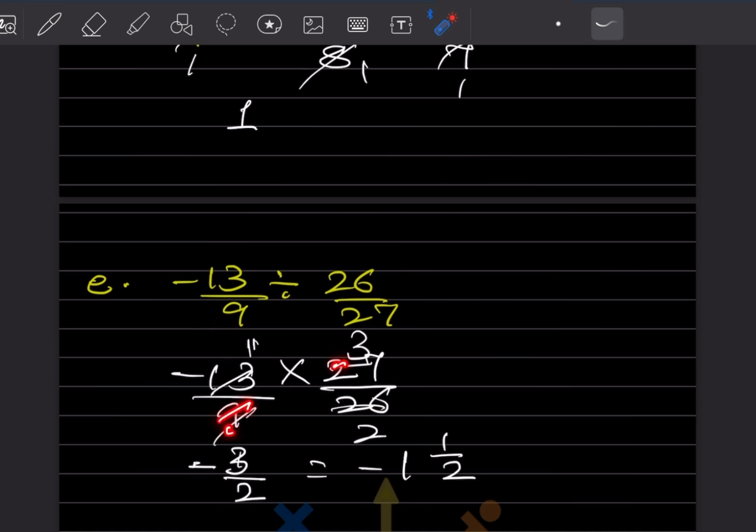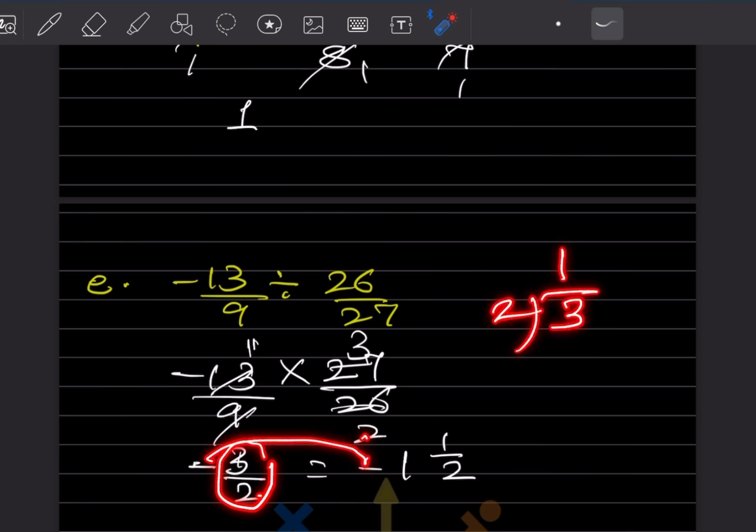So 9 ones are 9, threes are, 13 ones are 13, twos are. So this will be minus 3 by 2. So again this is improper. This sign keep as it is. So 3 divided by 2, 2 ones are 2. This remainder is 1. So that is going to be 1 integer 1 by 2.